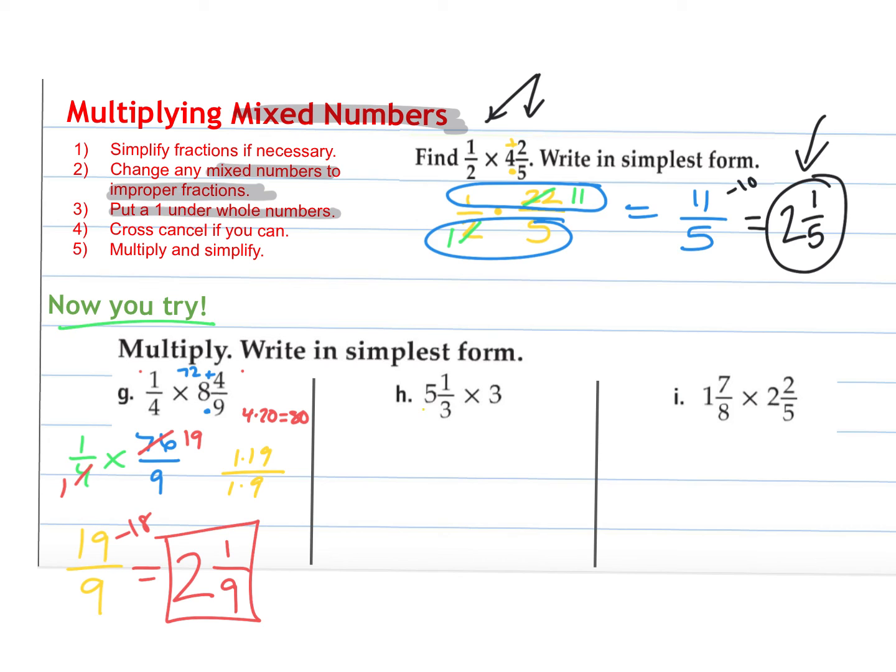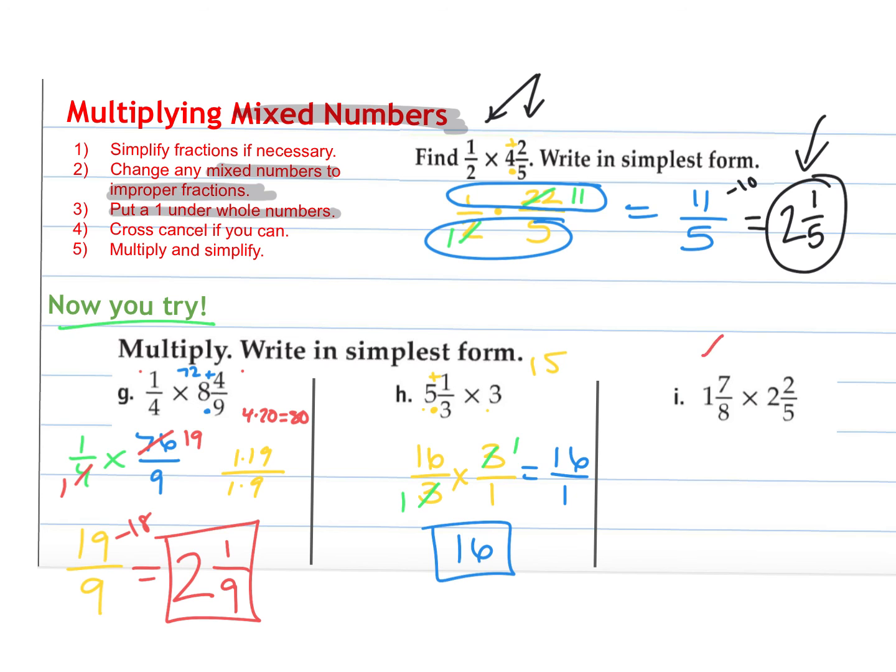Reasonable because 1/4 of 8 is 2. Here I'm looking now, I have 5 times 3, so I can just look at that. My answer should be close to 15. I need to first change this to an improper fraction. So I have 16/3 times 3, which is 3/1. 3 and 3 share a factor of 3, so then I can just multiply across. 16 times 1, 1 times 1, 16/1 is simply 16. Close to my estimate.